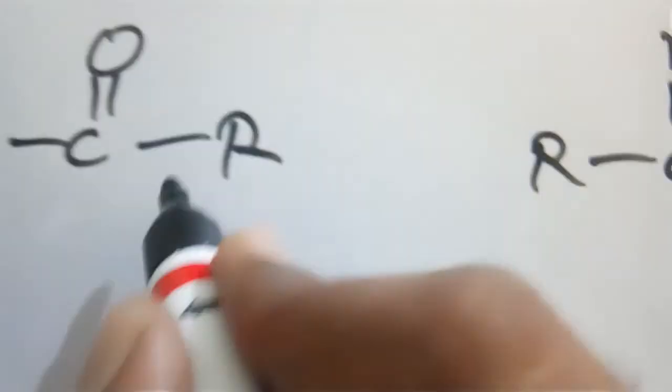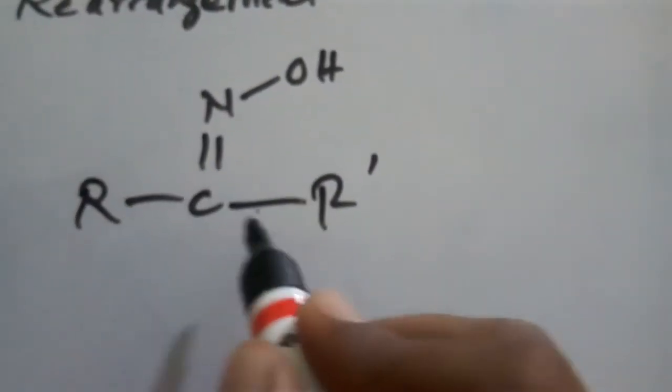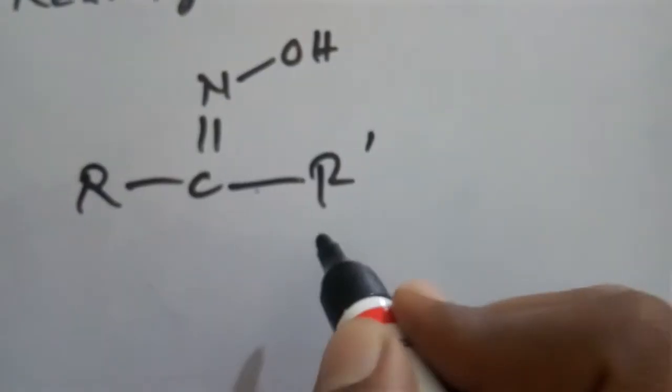It's a ketoxime. Now this is a ketone. This O, if it is replaced by NOH, then it is known as a ketoxime. So this is the starting compound for this rearrangement. This is an acid catalyzed rearrangement.